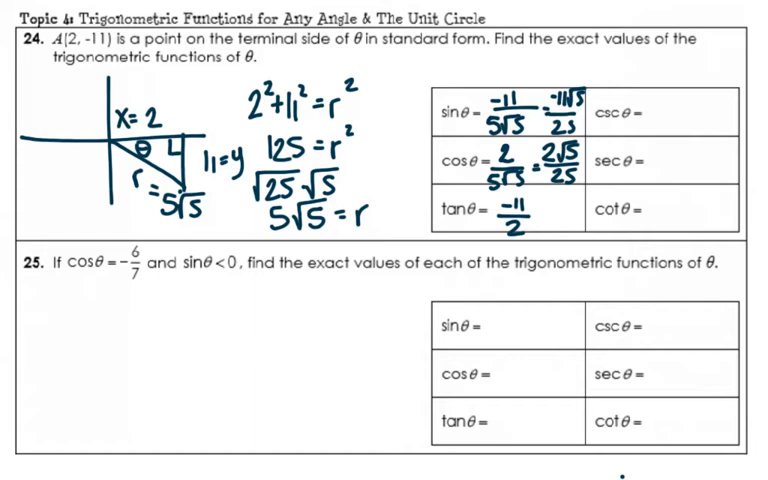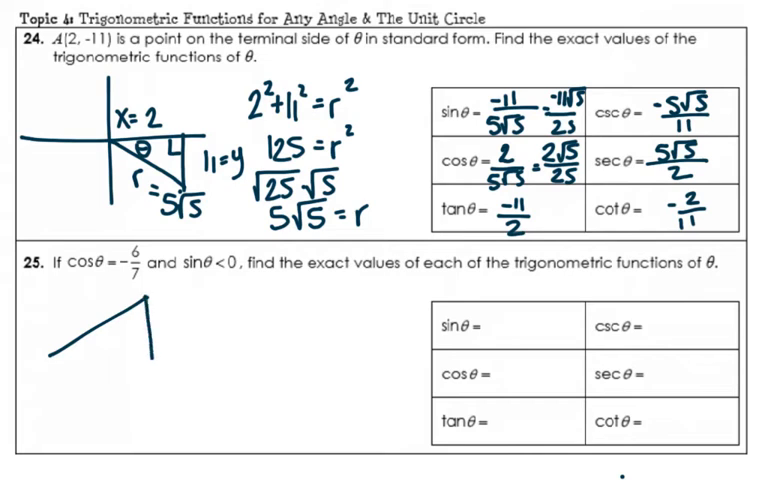Cosecant, remember, you just flip it. So I'm going to do the original. Alright, for secant, you just flip it. I'm going to do the original, flip, and then for tangent, flip. So that's not too bad.